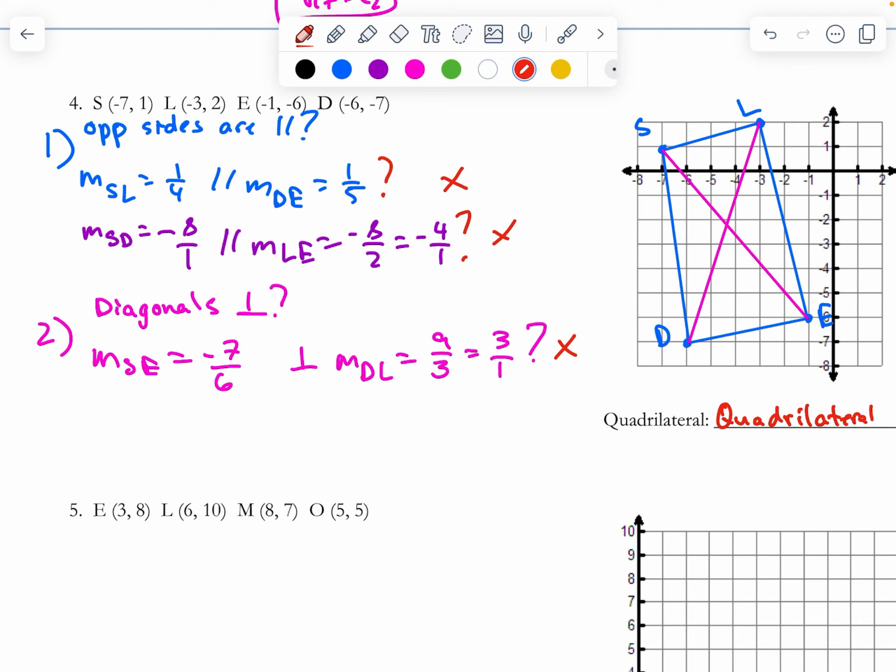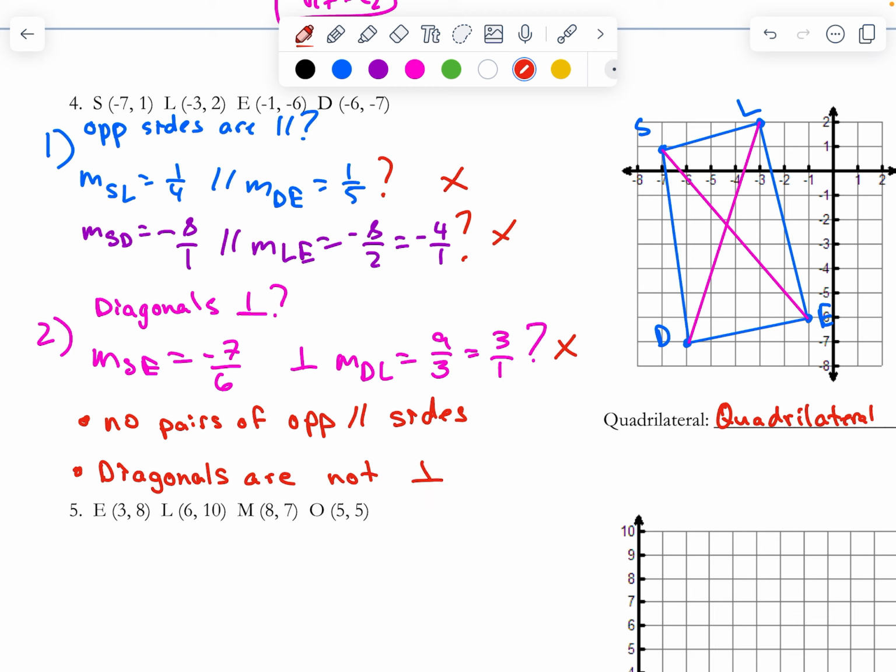right? Why? Well, reason one is that we have no pairs of opposite parallel sides. And then my second reason is diagonals are not perpendicular. That's it. Because of that, it's a quadrilateral.